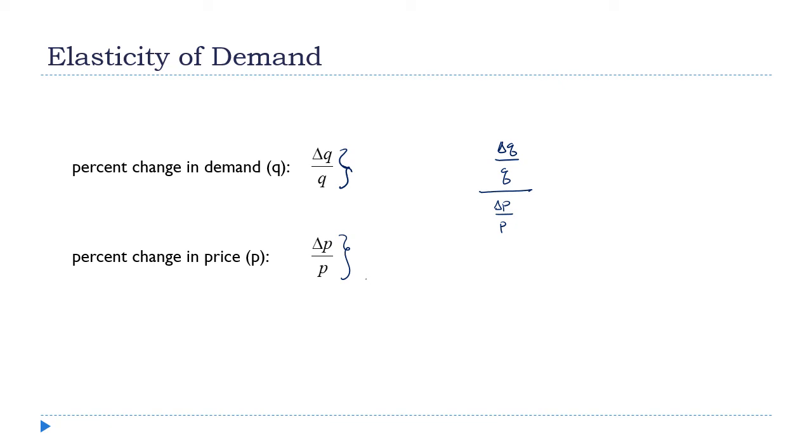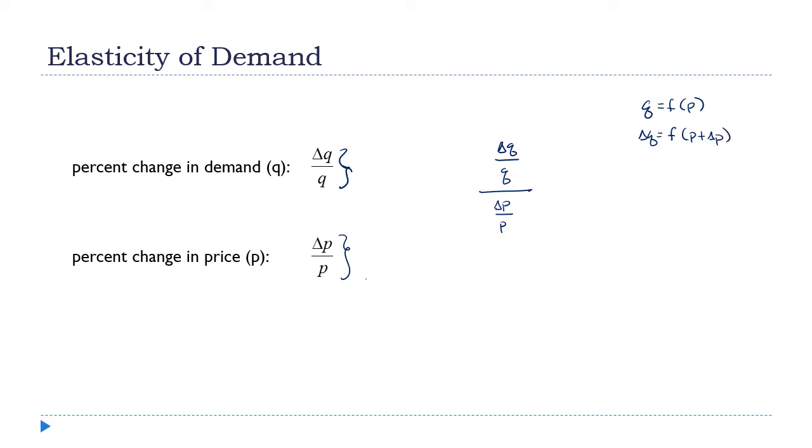Okay, now, suppose that Q is equal to f of P. In other words, the demand is a function of the price. Well, in that case, delta Q, that's the change, right? The change in the demand is equal to f of P plus delta P.